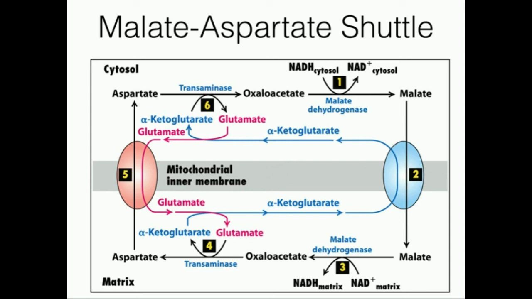Okay? So that is one way that electrons in the form of NADH get from the cytosol into the mitochondrial matrix. And from here, the NADH can then react with complex 1 of the mitochondria, also referred to as NADH dehydrogenase, and that will initiate proton pumping by the respiratory chain. Okay, so hopefully the malate aspartate shuttle makes sense. In the next video, we're going to go over something referred to as the glycerol phosphate shuttle, which is an alternative way to do this same concept.